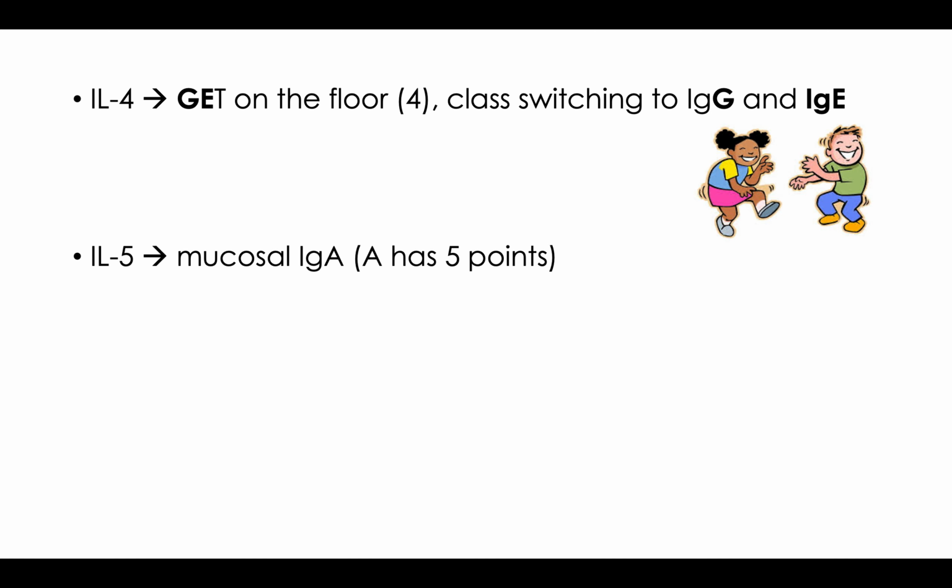Next we have IL-5, and this one turns on IgA, and I always say it is mucosal for IgA so that you can remember the A. But also to remember IL-5, you can remember that A kind of has 5 points to it, and I drew those on here, 1, 2, 3, 4, 5, to help you remember the A for IgA, and then remember that IgA is mucosal, for mucosal surfaces.